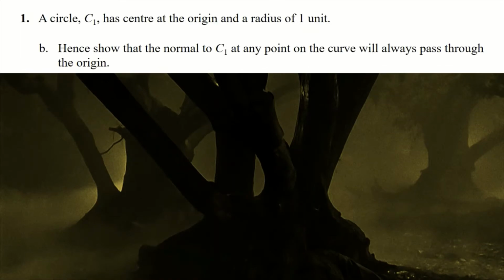Next, you are asked to make a generalization based on what you found in part A, in that the normal to C1, which is the circle, at any point on the curve will always pass through the origin. Please pause the video and try it. Okay, and let's have a look at the solution.